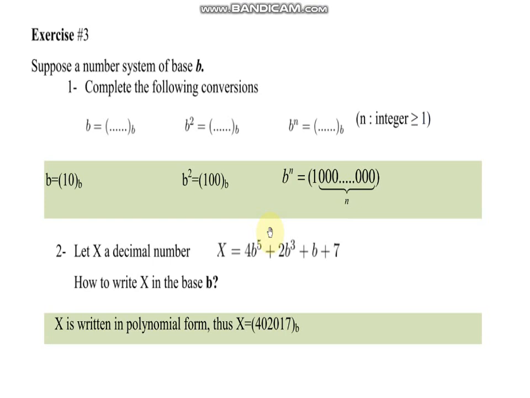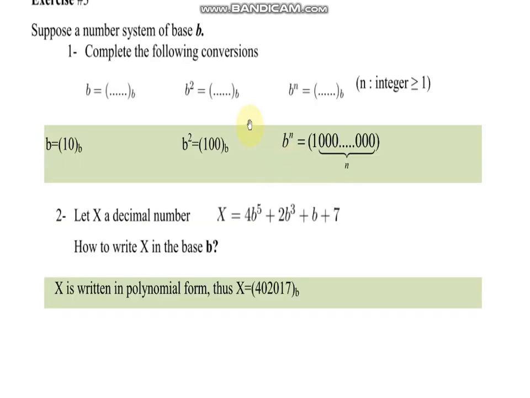Exercise 3. Suppose a number system of base b. Complete the following conversions. How to write b in base b? We divide. b divided by b is 1 and the remainder is 0, and 1 divided by b is 0 and the remainder is 1, so b is 10. b squared is 100, and b to the n, the general rule is 1 and n zeros. So if we look for b to the 4, we write 1 and 4 zeros.